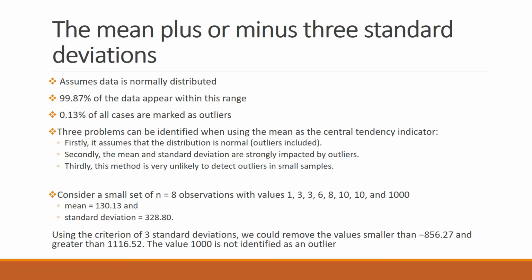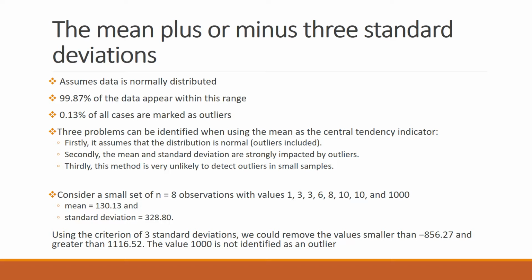Secondly, the mean and standard deviation are strongly impacted by outliers. We are trying to detect the outliers using mean and standard deviation, but they themselves are heavily impacted by outliers. Thirdly, this method is very unlikely to detect outliers in small samples. For small samples, this method is unlikely to work.